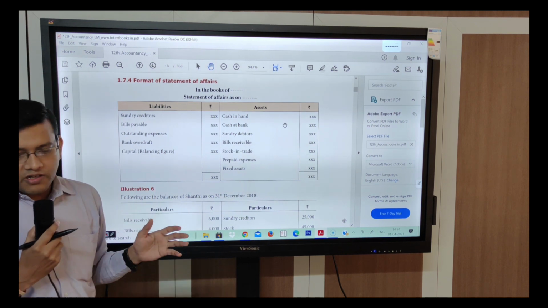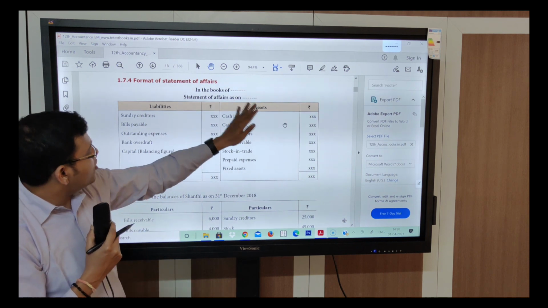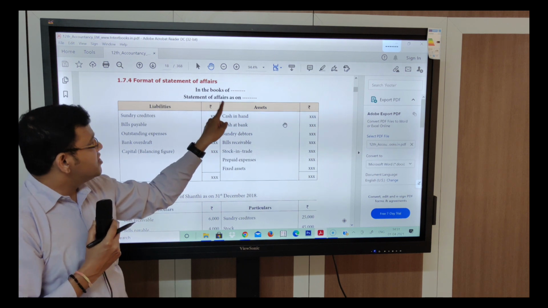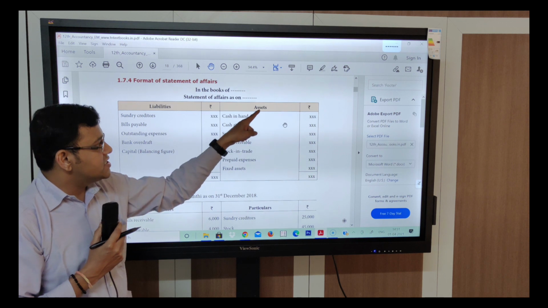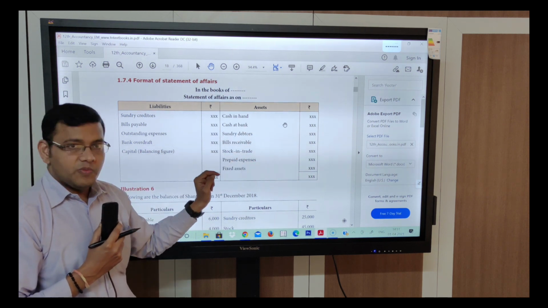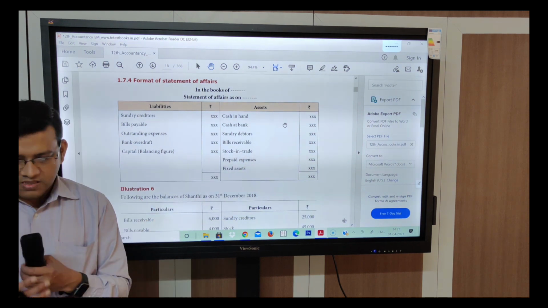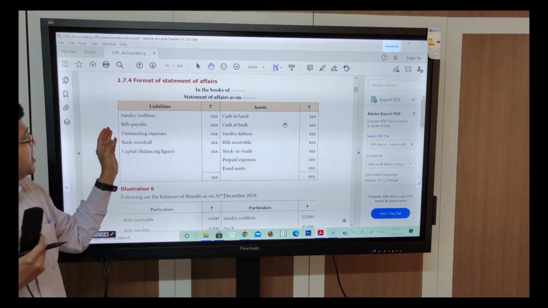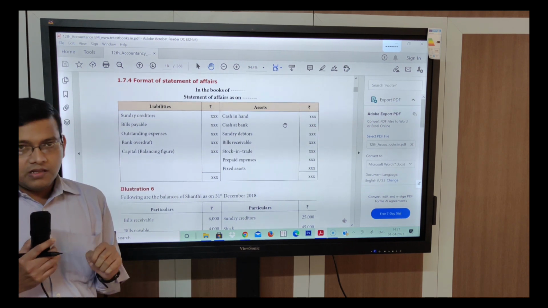So the next very important part is the statement of affairs. So the format is this way. In the books of whichever company it belongs to, statement of affairs as on 31st March of that year. On the asset side, you have cash in hand, cash in bank, debtors, bills receivable, stock, prepaid, and fixed asset. And on the liability side, you have sundry creditors, bills payable, outstanding expenses, bank overdraft, and capital.